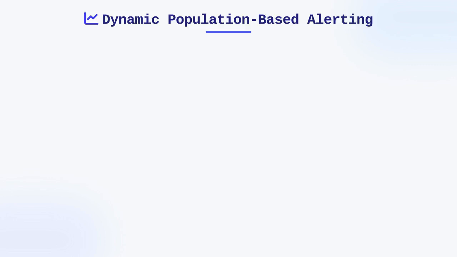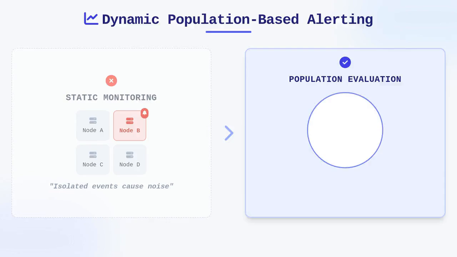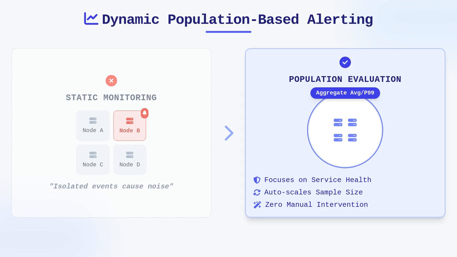Dynamic population-based alerting models serve as the foundation for stability in these environments. Instead of watching a static value on a single node, you apply an evaluation across the entire population of instances belonging to a specific cluster. For example, if you are monitoring CPU utilization, you evaluate the average or the percentile across the entire dynamic group, not individual hosts. If the aggregate value exceeds your threshold, the notification remains meaningful because it addresses the service health rather than an isolated server event.